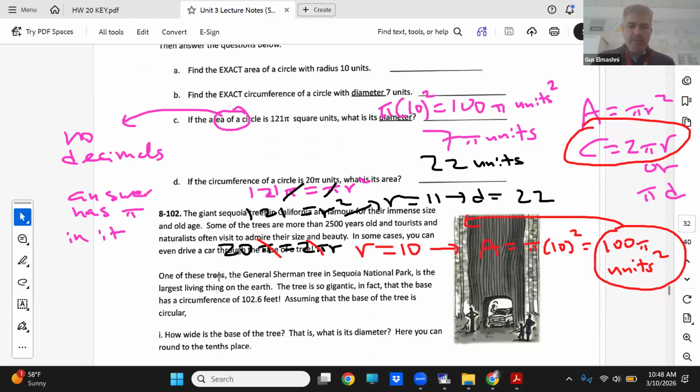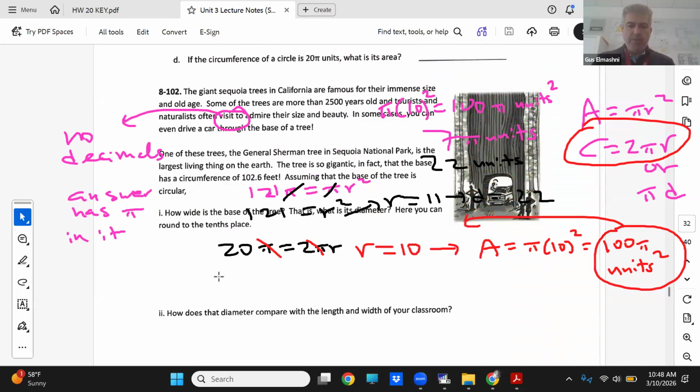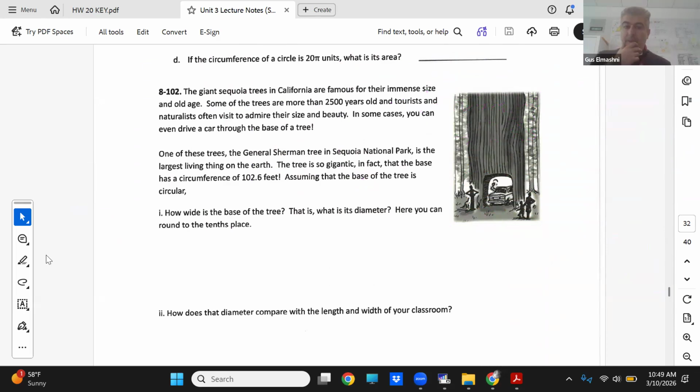Anyhow, one of these trees, the General Sherman tree in Sequoia National Park, is the largest living tree on Earth. Pretty cool. The tree is so gigantic, in fact, that the base has a circumference of 102.6 feet. Assuming the base of the tree is circular, which is a rough assumption, but it's okay, how wide is the base of the tree? That is, what is its diameter? Here you can round to the tenths place. And how does the diameter compare to the length and width of your classroom?